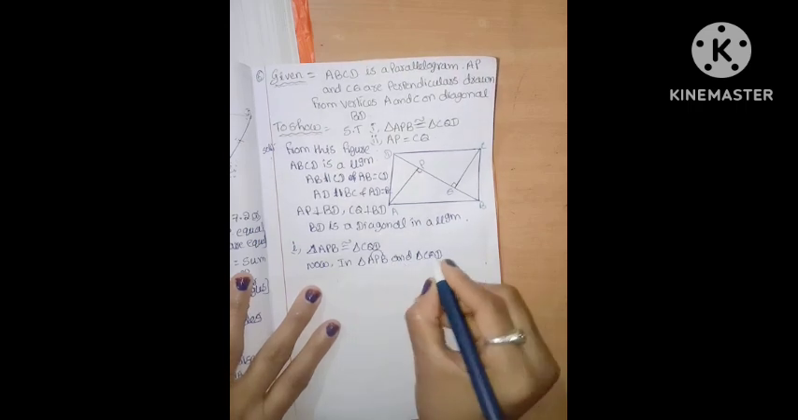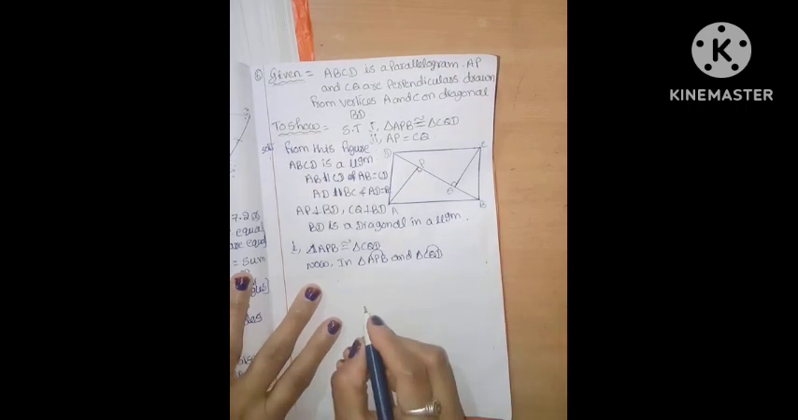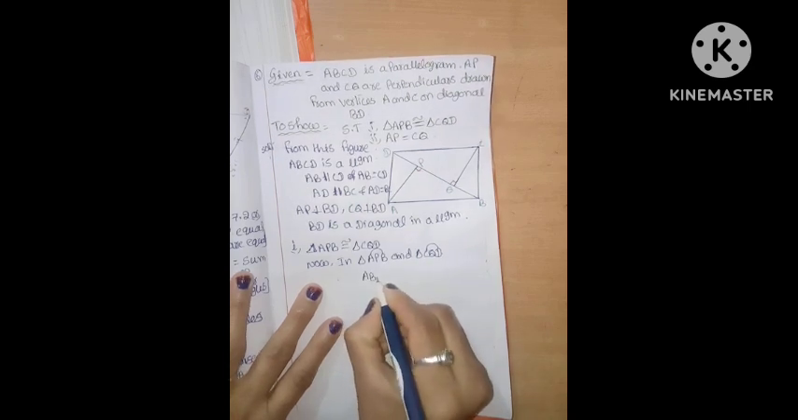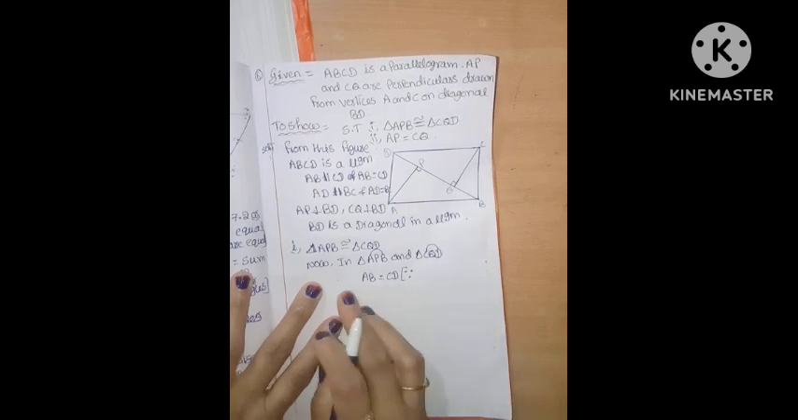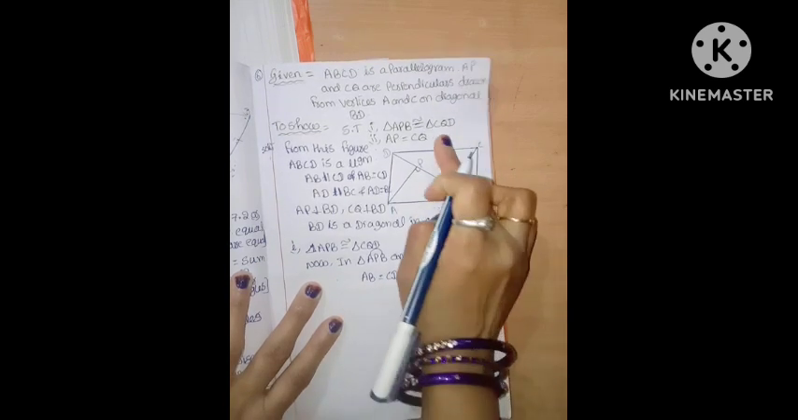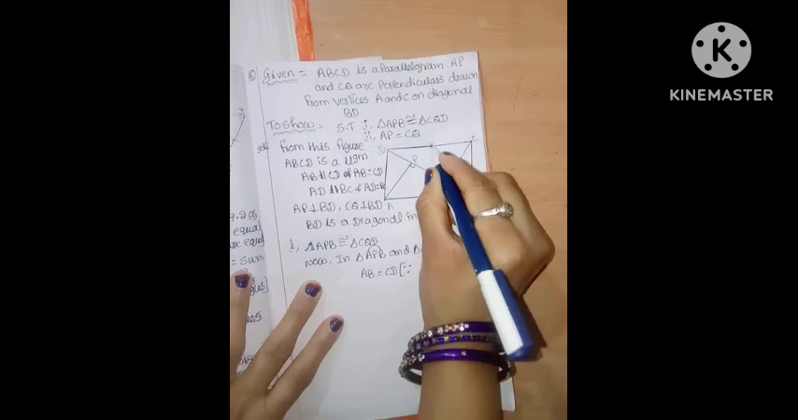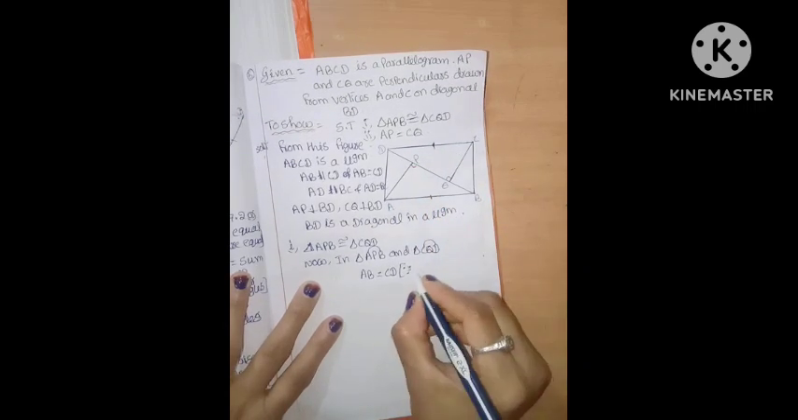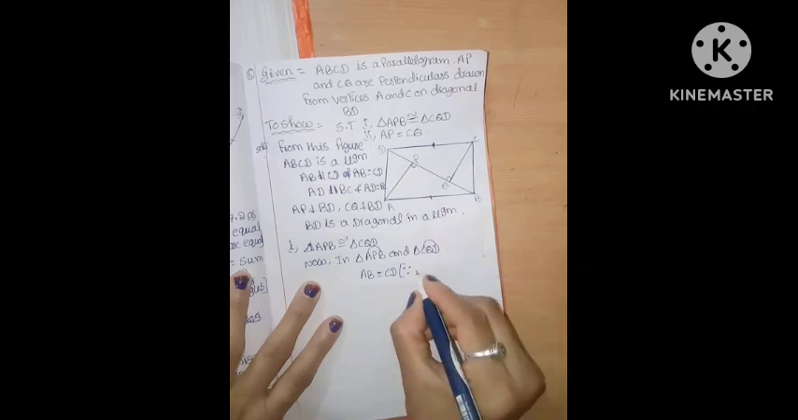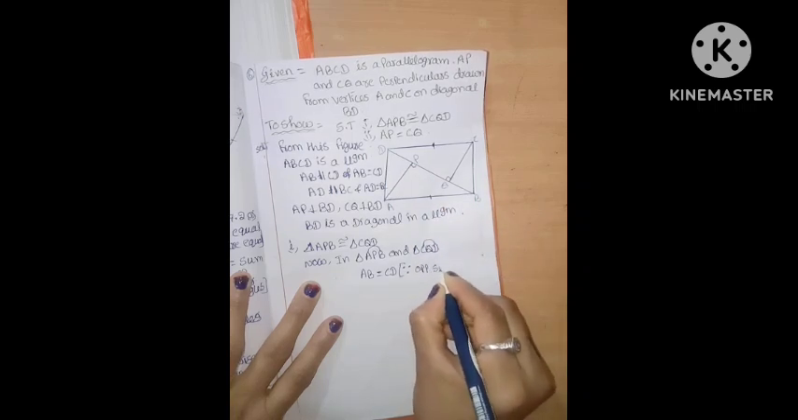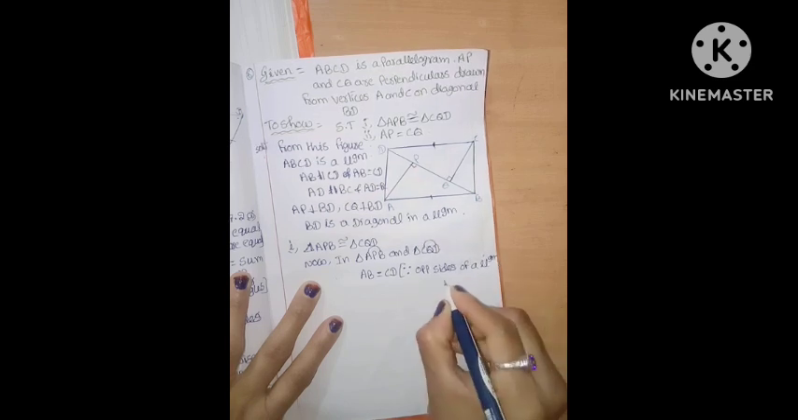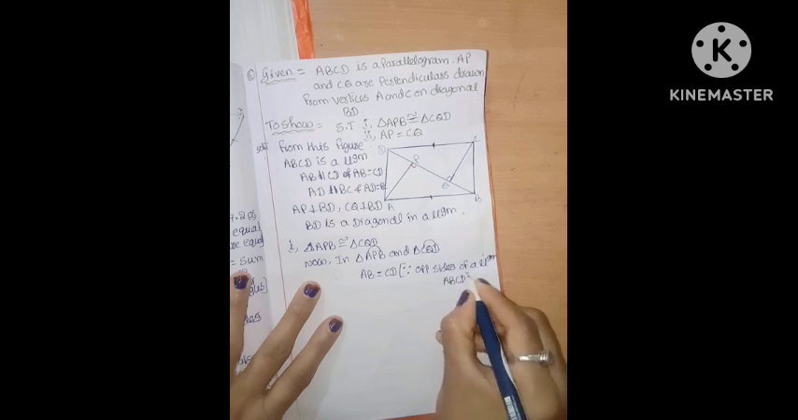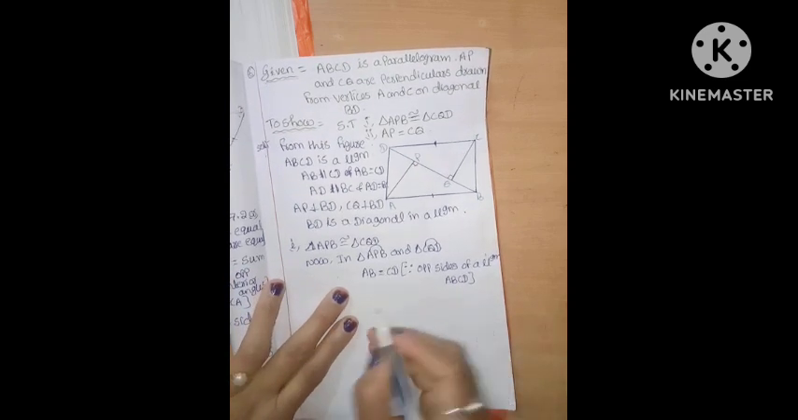In these two triangles, AB is equal to CD. Why is it equal? These two are the opposite sides. Opposite sides of a parallelogram are parallel and equal. So that's why these two are equal. What's the parallelogram? ABCD. Its sides are equal.